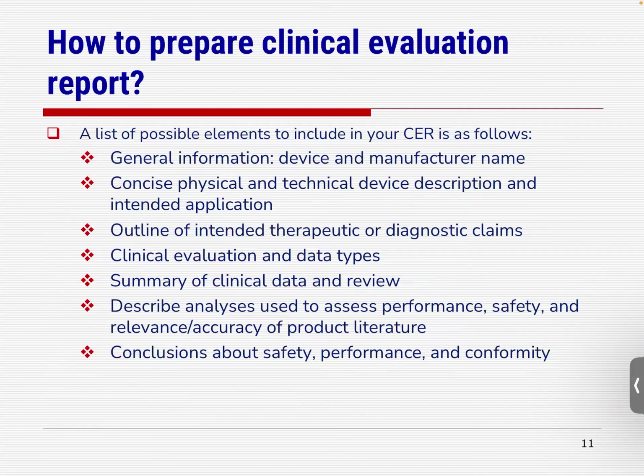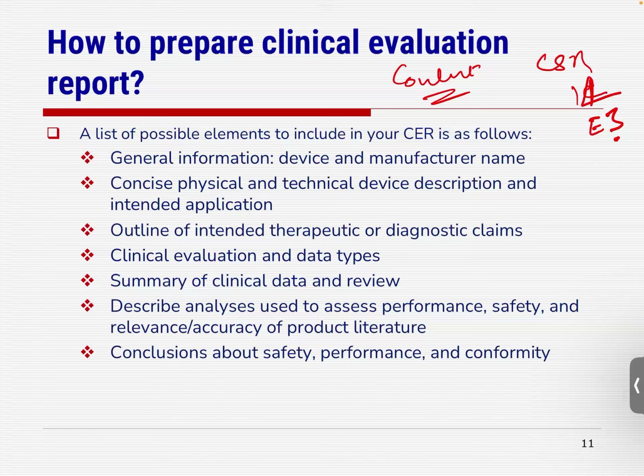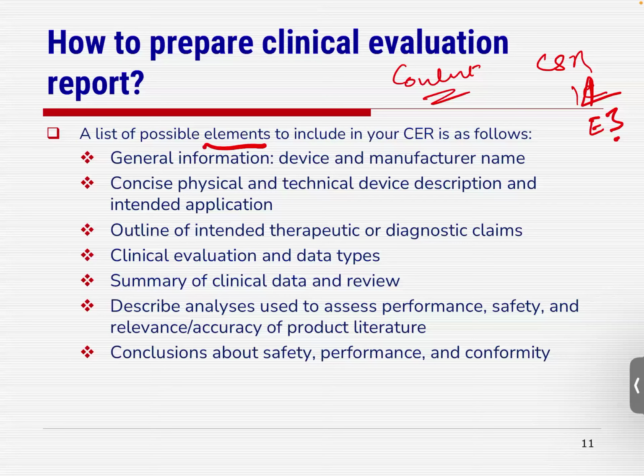So what are the sections? Content is important. Just like the CSR, we have 14 sections as per the E3 guideline, right? But we can have additional ones also. But how about this? What are the key elements that must be there in a clinical evaluation report?